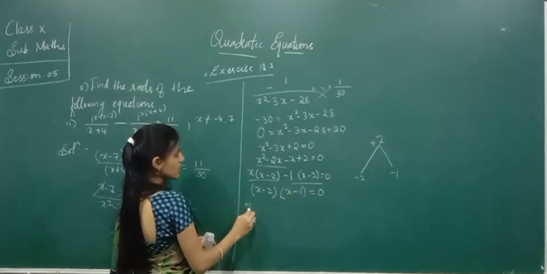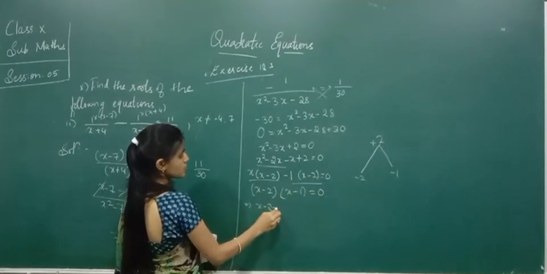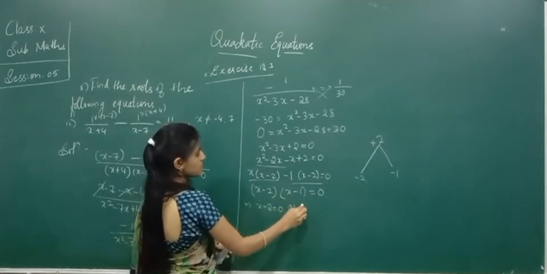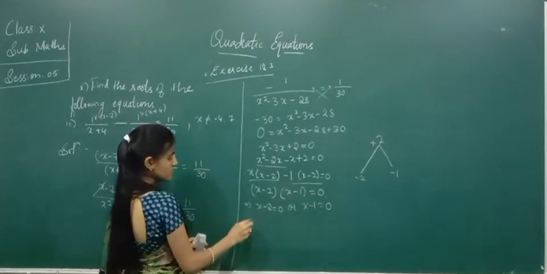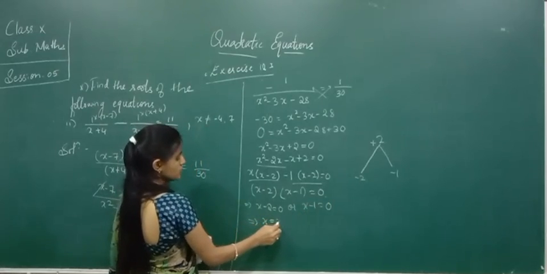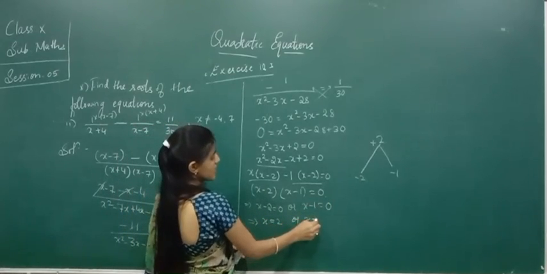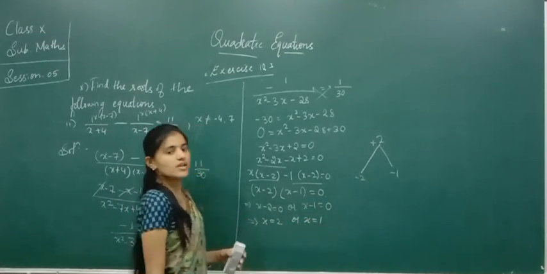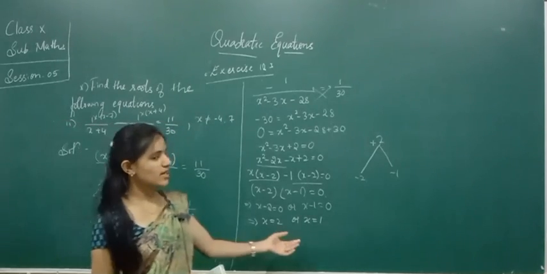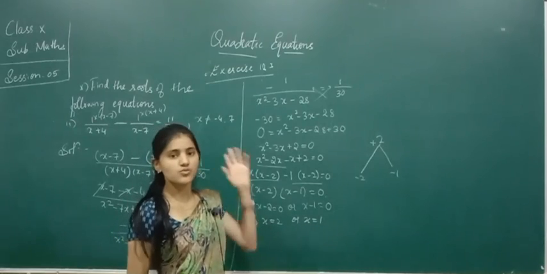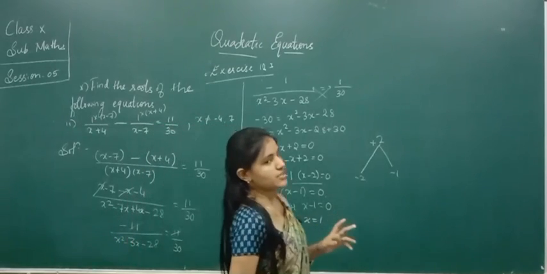This implies x minus 2 is equals to 0, or this implies that x minus 1 will be equal to 0. This implies x is equals to 2, or this implies x is equals to 1. So what are the roots of this quadratic equation? That is x is equals to 2 and x is equals to 1 are the roots of this quadratic equation.